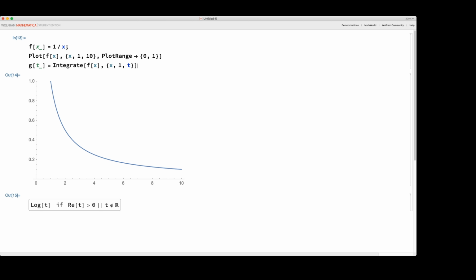Okay. And now, what is the definite integral of 1 over x? Or sorry, the indefinite integral. What's the antiderivative of 1 over x dx? Logarithm? Yeah, natural log. Okay.